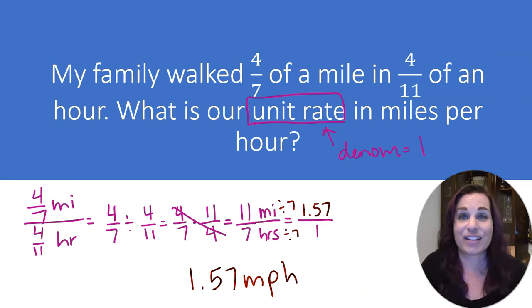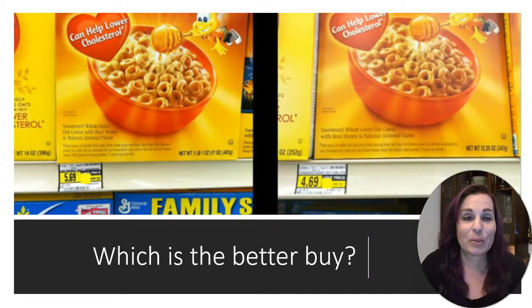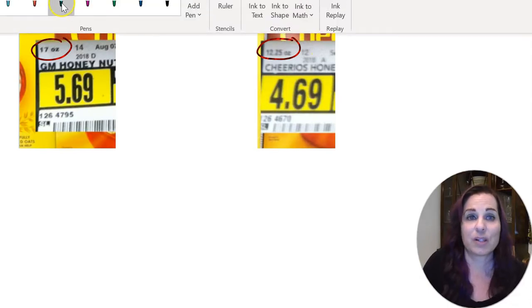All right, let's try another one, another unit rate problem. Here we've got a comparison of different size cereal boxes. One is $1 more than the other, but one has more cereal than the other. So let's take a closer look at the labels to see which one's a better buy. So here, this one is $5.69 and I'm getting 17 ounces. This one is $4.69. I'm only getting 12.25 ounces. So let's see which one is the better buy.